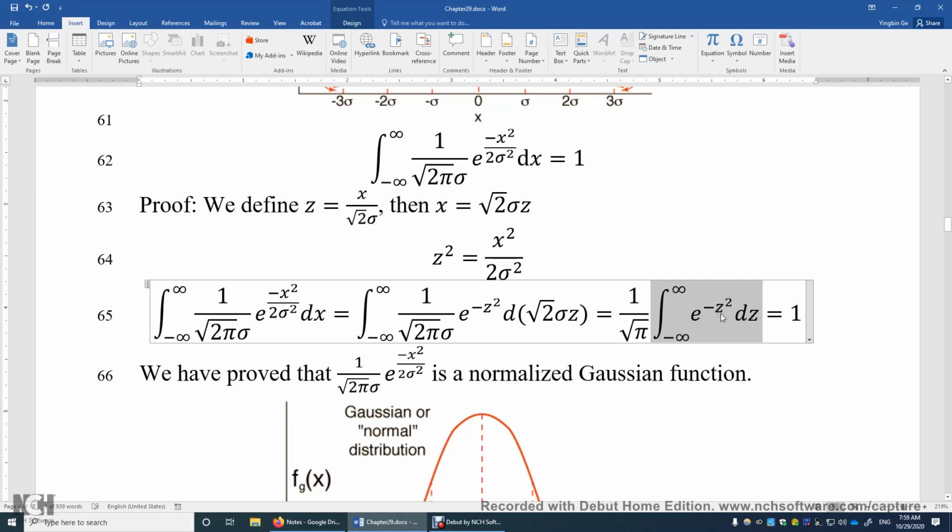And then you need to convert x and y to polar coordinates in a two-dimensional space. So that means you need to convert x and y to r and theta. And then you can easily prove this integral is the square root of pi. And then you can finally prove that this Gaussian distribution is normalized.